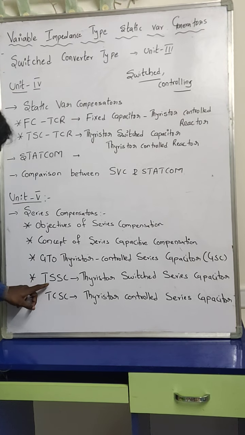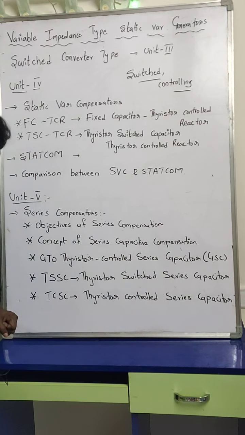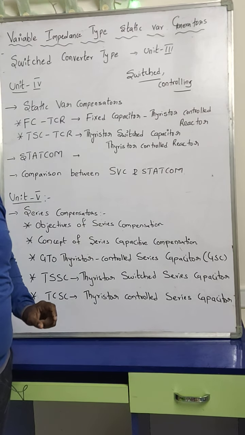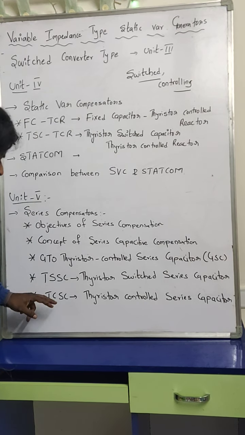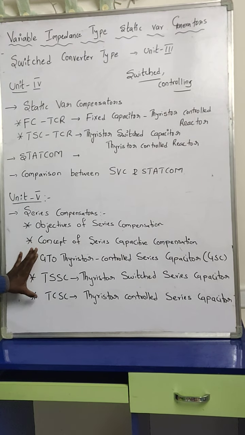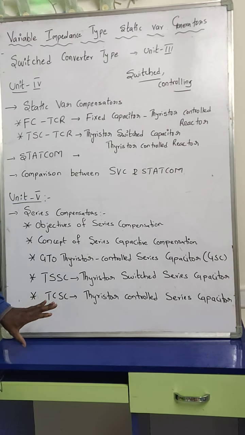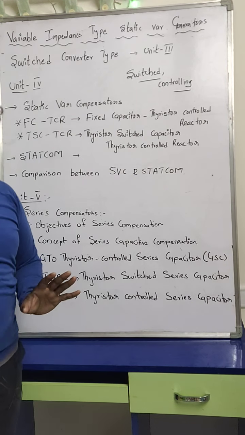Next, TSSC means thyristor switched series capacitor. Thyristor switched series capacitor means we are adding a fixed value of capacitance. Remember that one. Switching means a fixed value is added to the system. Next, thyristor controlled series capacitor. These are the three devices we are going to study in terms of operation, related waveforms and circuit diagrams. These two concepts are related to why and what: benefits, advantages, disadvantages. So this is about the overview. This is part 2.